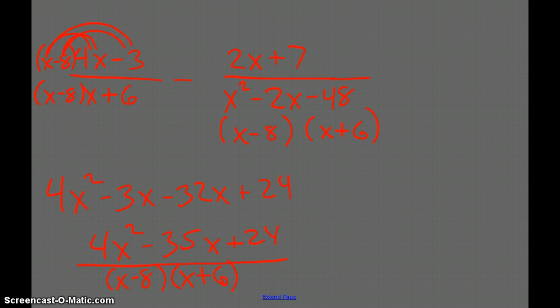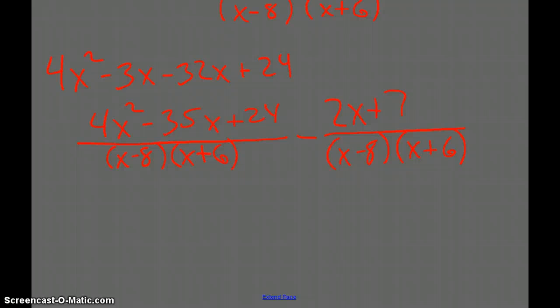And I still have that second fraction. I haven't done anything to that, and I don't need to. It's already in my common denominator, so there's no need to put that together. My final step then is to combine my like terms. My 4x squared has nothing to go with. Negative 35x minus 2x is negative 37x. And 24 minus 7 is positive 17.